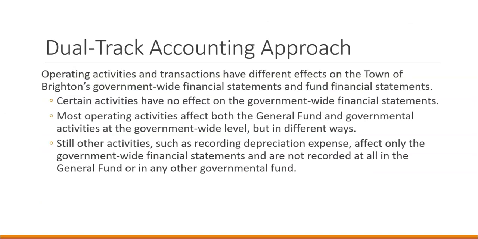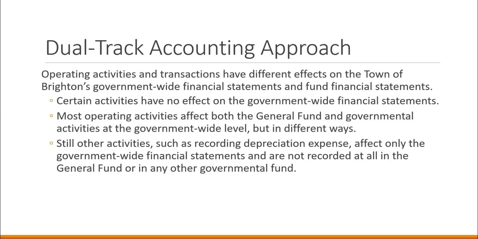The dual track accounting approach. Operating activities and transactions go in both the government-wide and fund financial statements. Some activities have no effect on the government-wide financial statements, but most affect both the general fund and governmental activities. What this dual track accounting approach does is show the journal entries for both tracks.